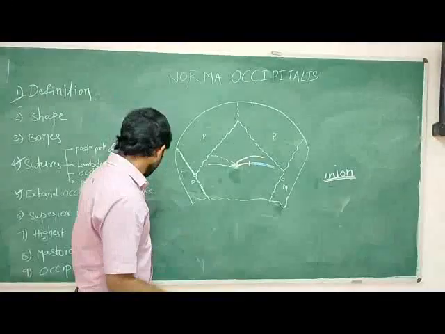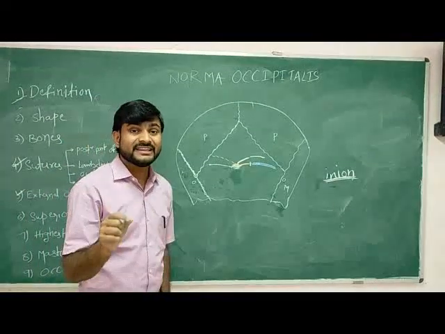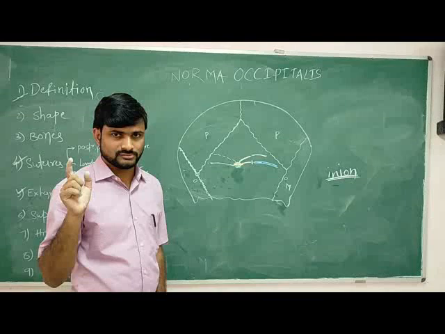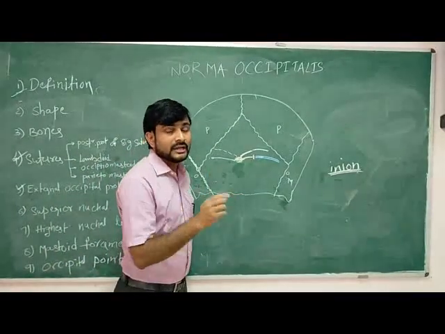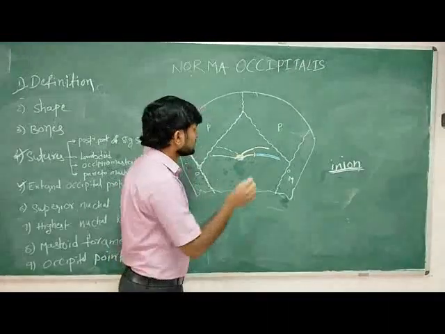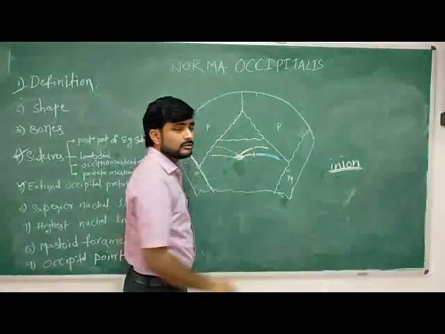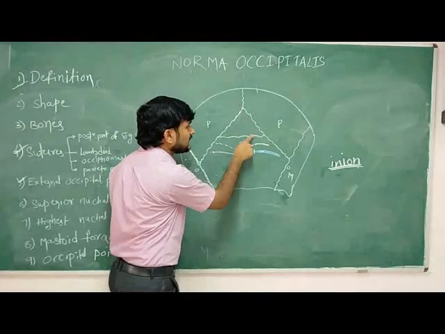Now, one more structure after the occipital point is the interparietal bones. These interparietal bones occasionally occur. If present, they lie in the uppermost part of the occipital bone, and the bone is triangular in shape.